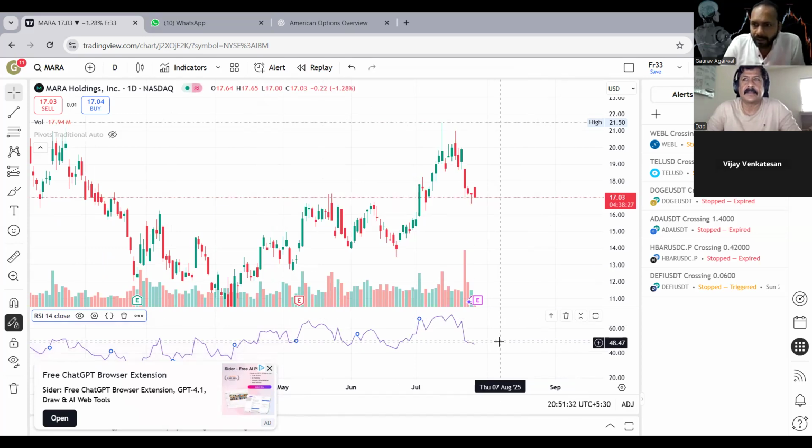Here we can check the RSI also. It is near 48 or 49, right? And you can see that the curve is going towards the downside. Once this curve moves towards the upside, like this V shape, right? See, like this.